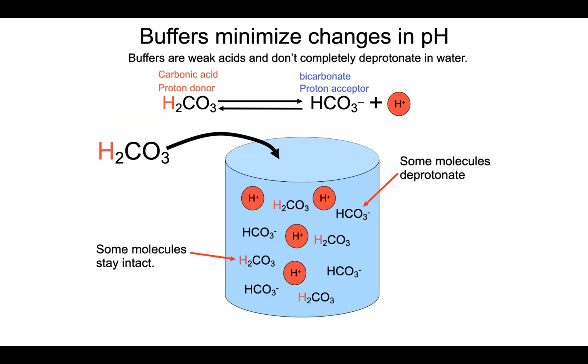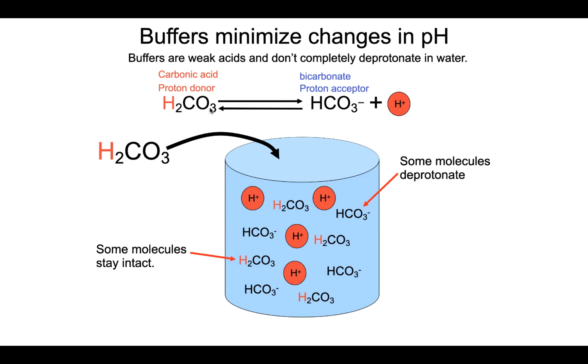Now, buffers are solutions that minimize changes in pH, all right? Like I said, it's really important for the structure of proteins to be at a very specific pH. If you go too high or if you go too low, outside of the optimal pH of that protein, you're going to denature it. And so in the body, there are buffers that minimize changes in pH so that these proteins will not denature. And one of those buffers is carbonic acid. And like all buffers, carbonic acid is a weak acid.